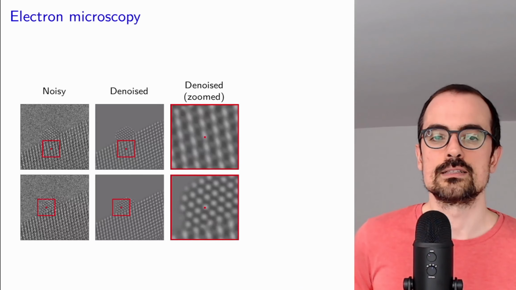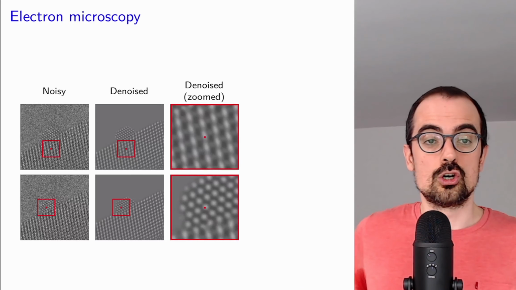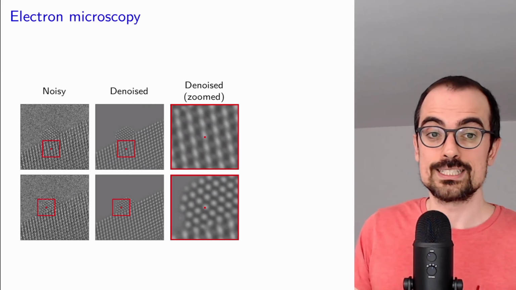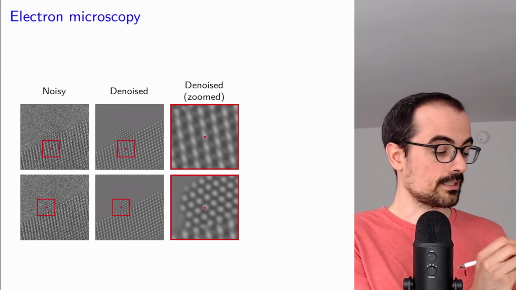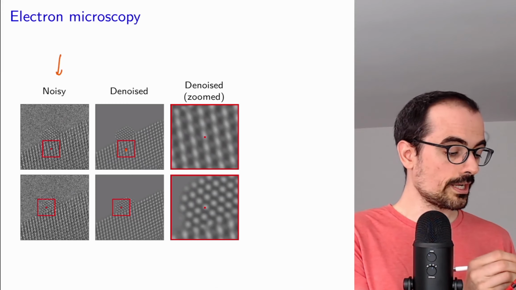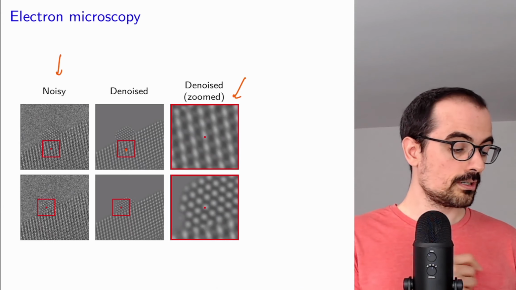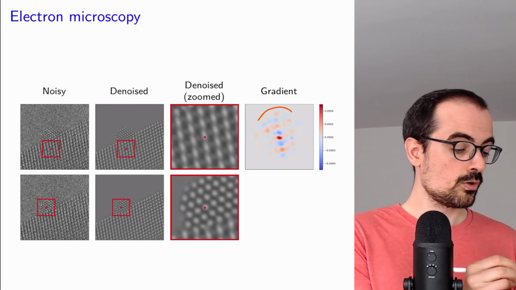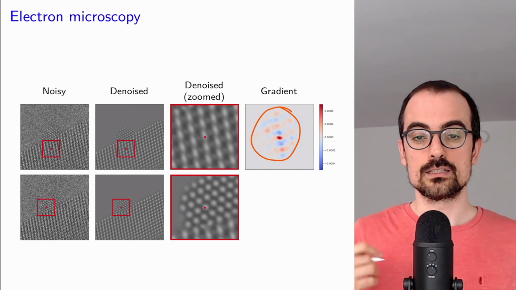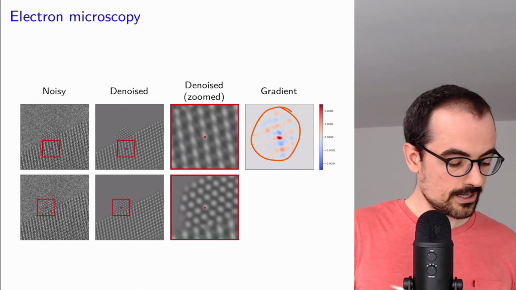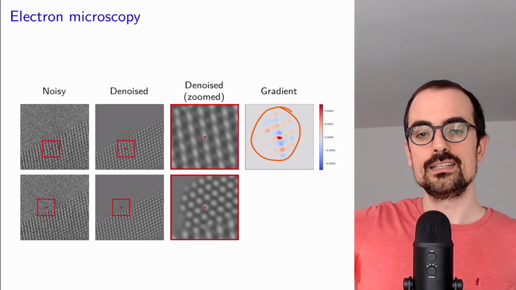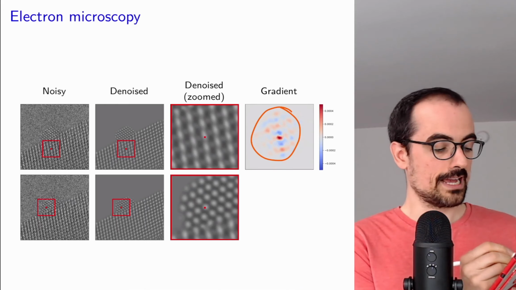Finally, let's take a look at the gradient of the network's output with respect to its input when it's trained to denoise electron microscopy data such as this one. This is the denoised pixel. Here we're zooming in, and what we observe is that now we don't see a constant gradient. We see negative and positive entries here, and they reflect the periodicity of the underlying material.